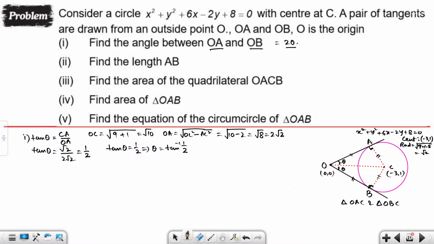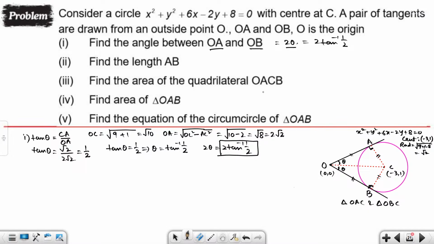But we need to find out this whole angle, the angle between OA and OB. That is, we need to find out the angle 2 theta, which is the same as 2 tan inverse half. That's it. So that's the angle between OA and OB, which is 2 tan inverse half. Is it clear?